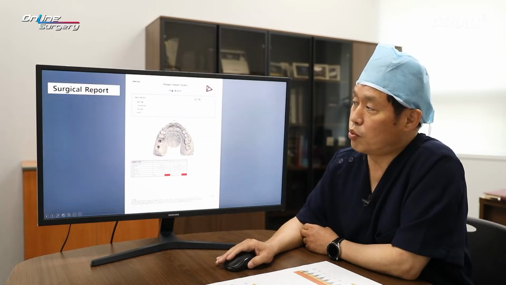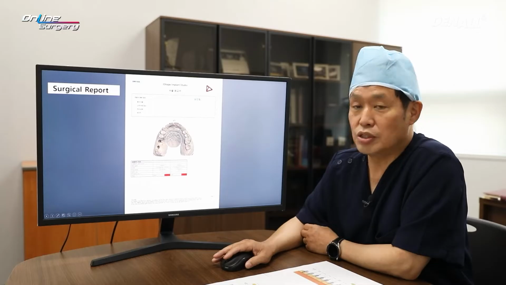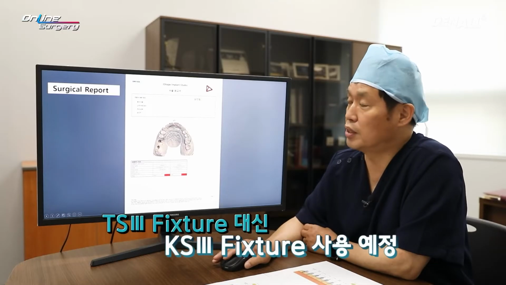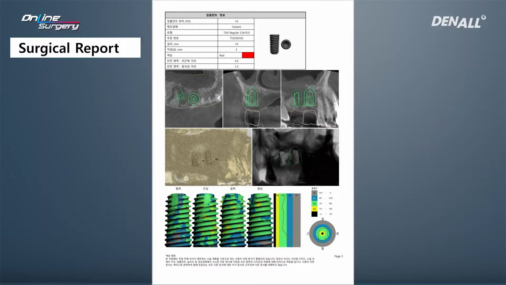In the surgical report, for number 16 and 17, OneCAS was decided to be used. In the surgical report, TS3 was recommended. However, I decided to use a KS3 implant. In number 16, residual alveolar bone is 10 millimeters and is sufficient. I'm guessing the bone will be slightly soft, like D2 to D3.